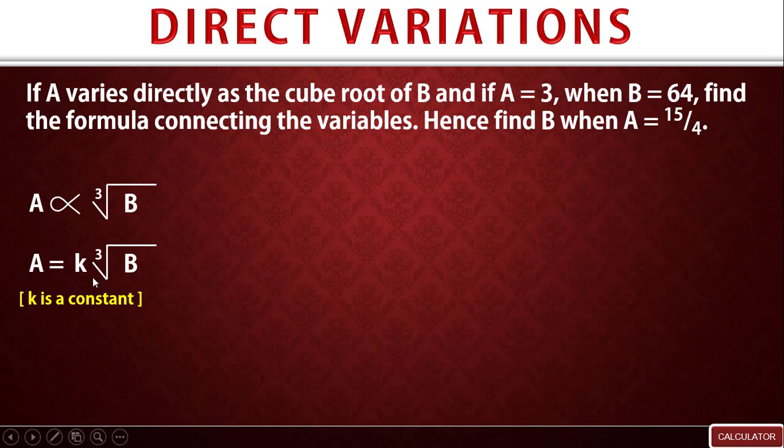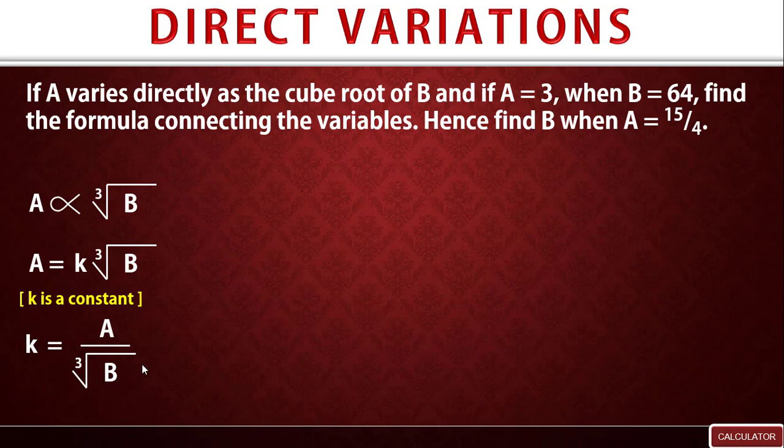To do that, all we need to do is divide both sides by this cube root of b. When we do that, the cube root of b will cancel out from the right hand side. The right hand side is this k times cube root of b, and the left hand side has the a. So that means we have k equals a divided by cube root of b.